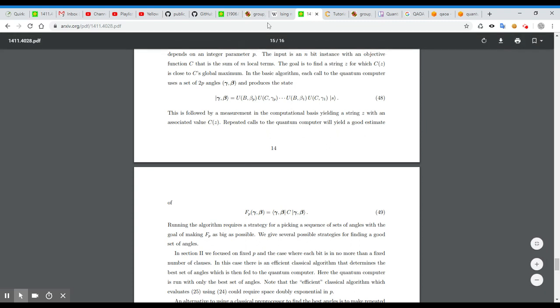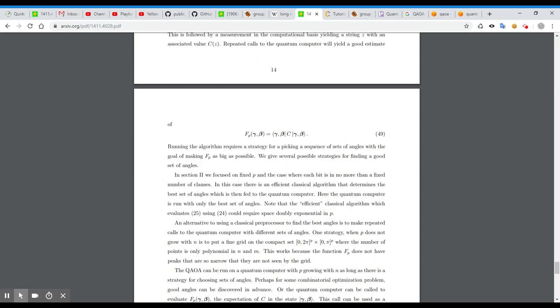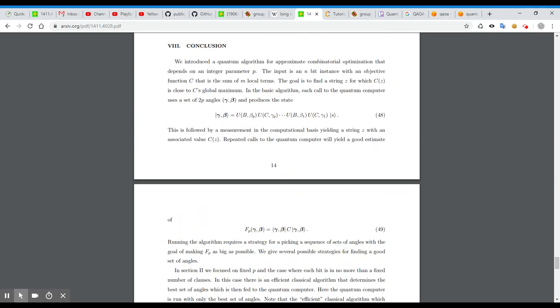Yeah, that's what we've been learning now about VQE all the time, right? That's just one particular example. Running the algorithm requires a strategy for picking a sequence of sets of angles with the goal of making F_p as big as possible. So we give several possible strategies. In section 2 we focus on fixed p, because of repeated calls. The QAOA can be run on a quantum computer with p growing.